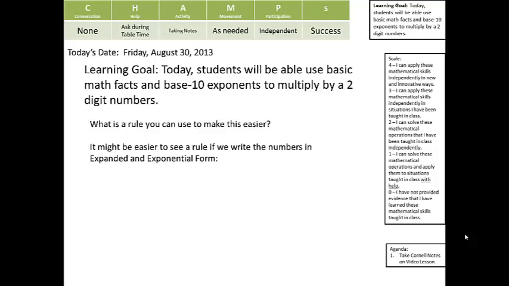Another way of looking at it is to look at it in expanded or exponential form. So if we take our 30 times 4,000, we can write it in expanded form, which is 3 times 10 times 4 times 1,000. We can change those tens, or the multiples of 10, into their exponential form. 10 is 10 to the first power, and 1,000 is 10 to the third power.